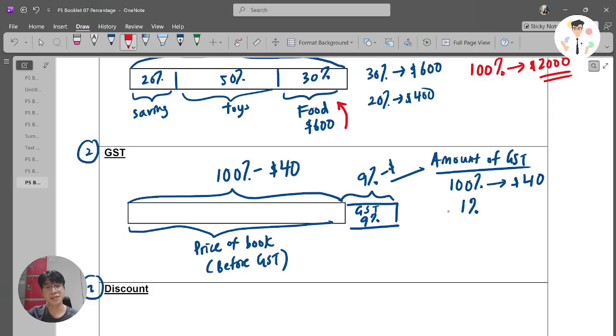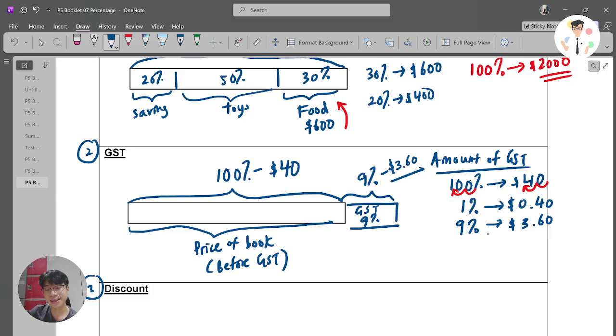And if it's 1%, means I move how many 0? 2 0. Means that here I also need to move 1, 2, 2 0. So means that 1% is actually 0.40, so 40 cents. If 1% is 40 cents, 9% is actually 40 cents times 9, which is $3.60. If they were to ask you what is the amount of GST that you pay, so it's $3.60.